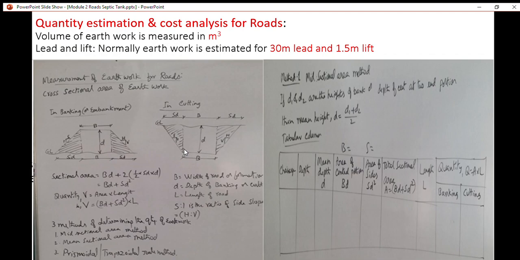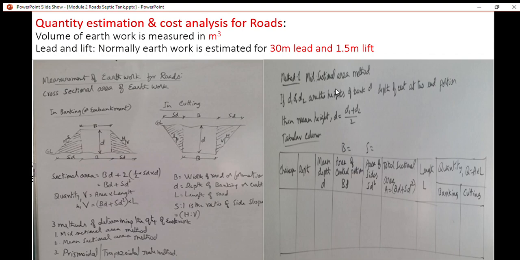When the ground is in longitudinal slope or the formation level has a uniform gradient for length L, quantity of earthwork may be calculated by any of the following methods. There are 3 methods used to determine the quantity of earthwork. 1st, mid-sectional area method. 2nd, mean sectional area method. 3rd, prismoidal or trapezoidal method. Unit of measurement for volume of earthwork is meter cube.